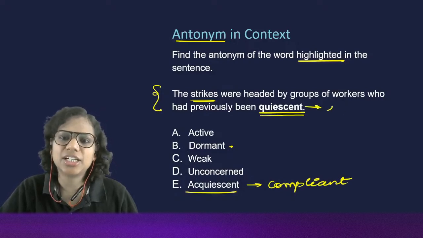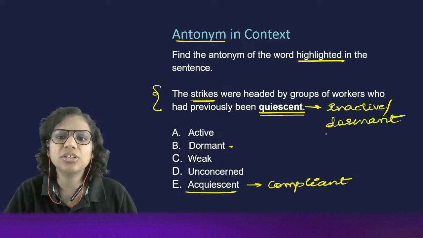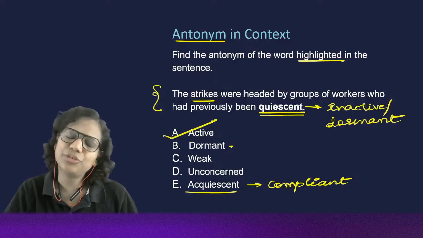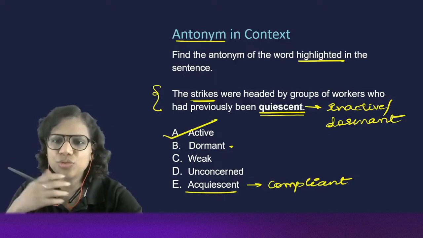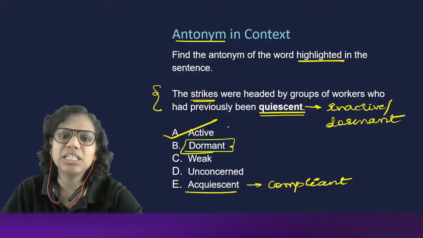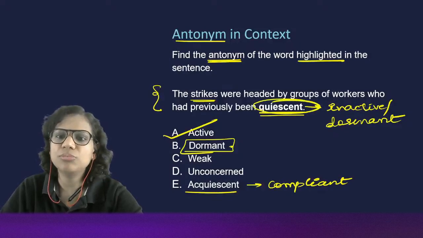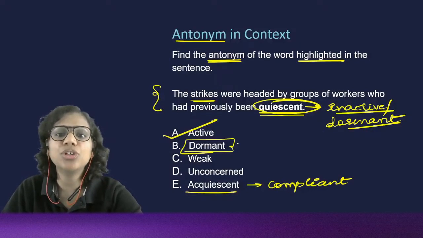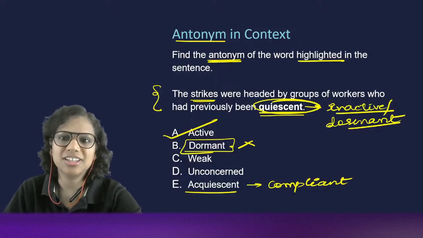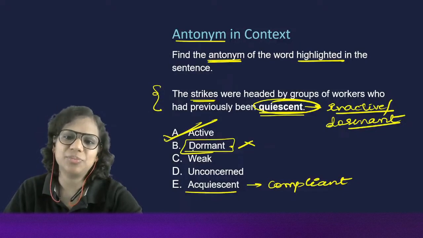Quiescent means inactive or dormant. So no, this is not the antonym here. The antonym is definitely active. And many of you answered A. So I'm happy to see that. Dormant would be the meaning. I wanted you to give me the antonym of the word. So in the context also, the meaning of this word is inactive, dormant. I wanted an opposite of it. So B is not the answer. A is the antonym.